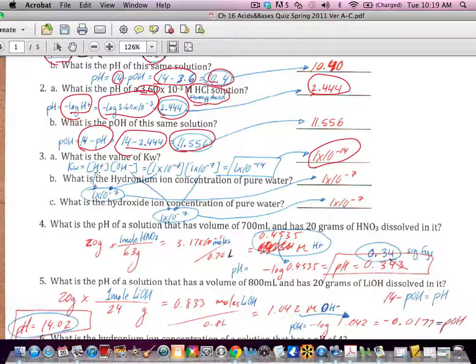It is KW equals the hydrogen ion concentration times the hydroxide ion concentration, and at 25 degrees Celsius, both of their values are the same. They're 1 times 10 to the minus 7 for pure water. So 1 times 10 to the minus 7 squared is 1 times 10 to the minus 14. You just add the exponents.